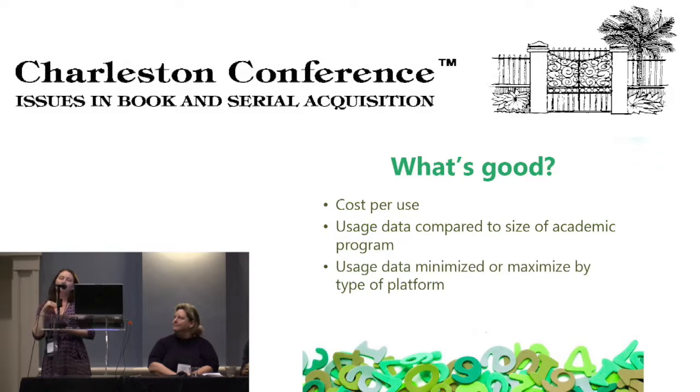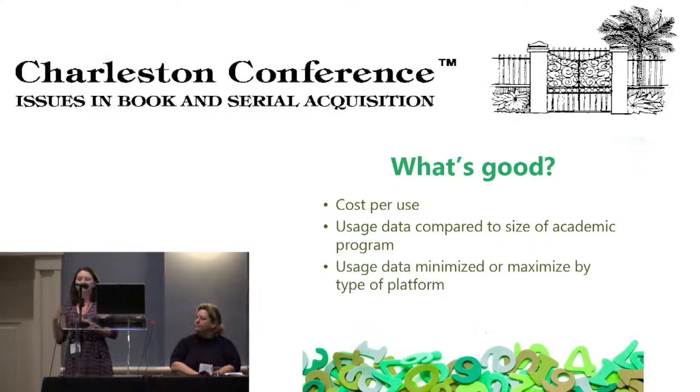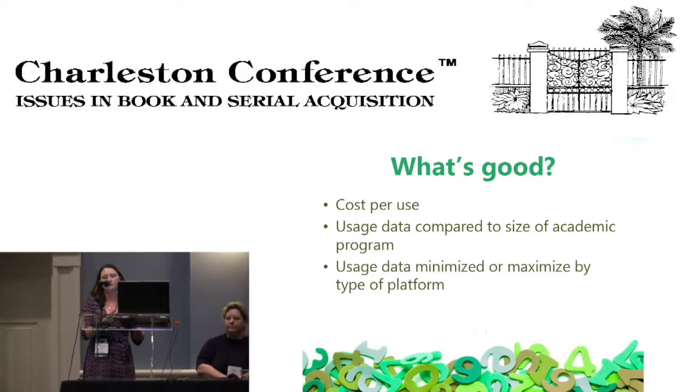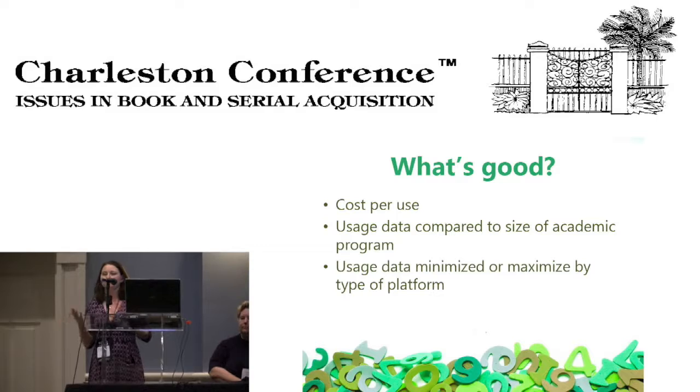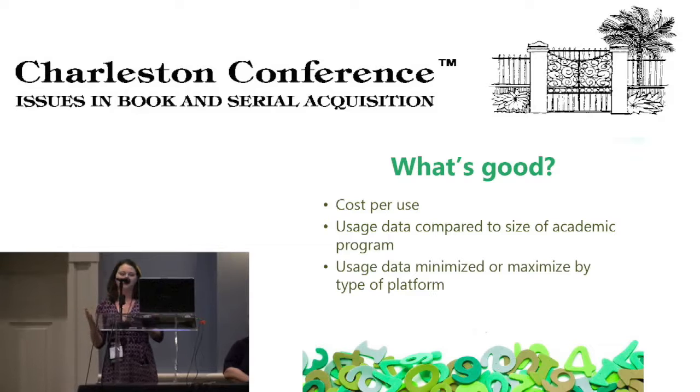So that usage might be minimized or maximized by the type of platform you're using, especially when you're talking about ebooks in particular, because it depends on how the provider makes that ebook available. If it's one PDF download for the whole book, or individual PDFs for every chapter, the usage will be inflated one way or the other depending on what you're looking at. So you can't compare one platform to another platform. You have to look at it in a vacuum.